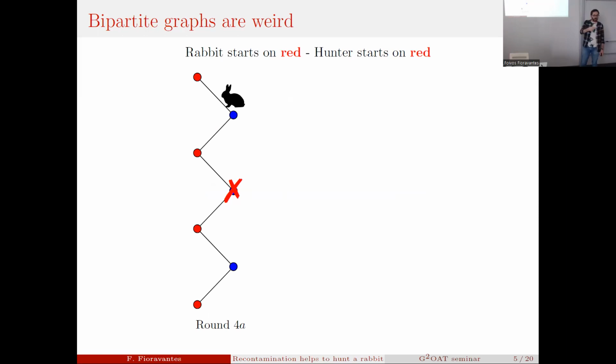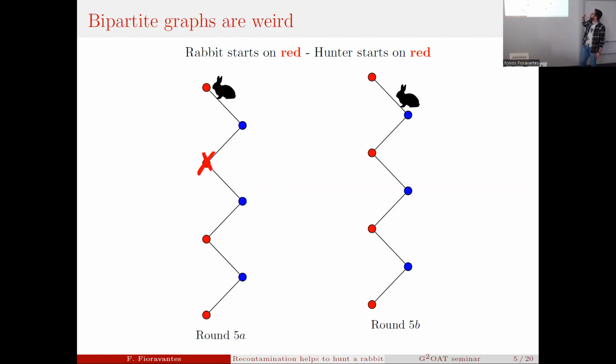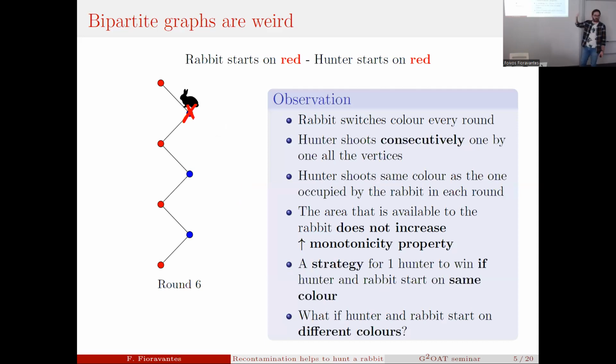Observe that every time we are shooting a vertex of blue color, the rabbit is also on a vertex of blue color, and vice versa, the red. So I think it's quite obvious that the rabbit dies here if it started on a vertex of red color. That's important. And this is a monotone way to catch the rabbit, if it was in the correct color at the beginning.